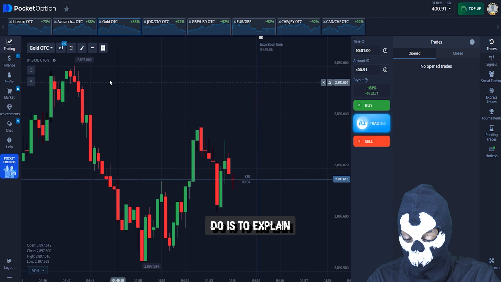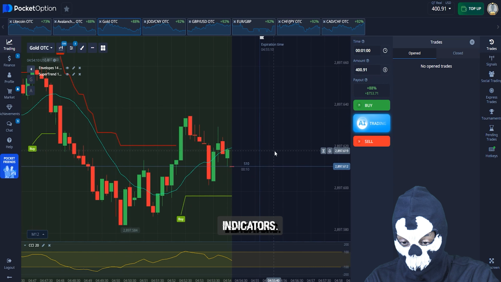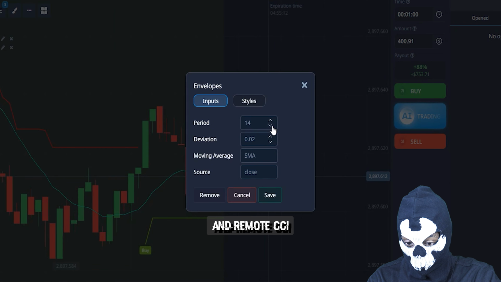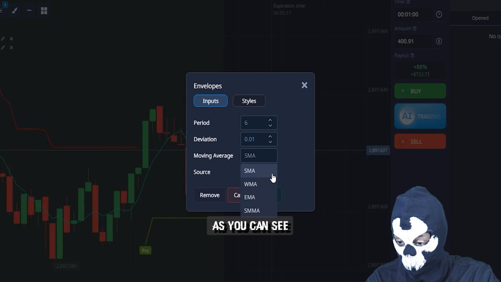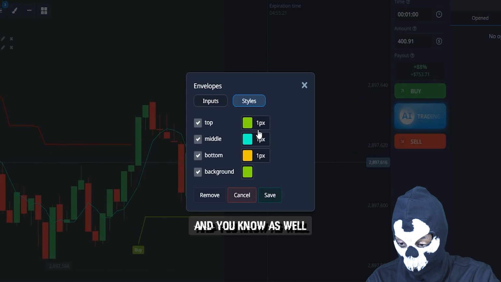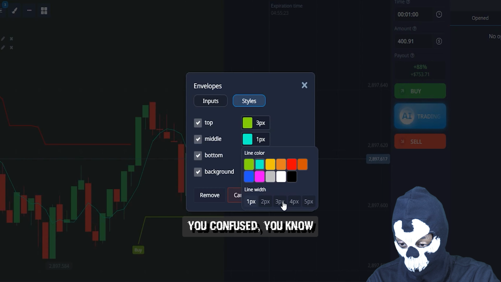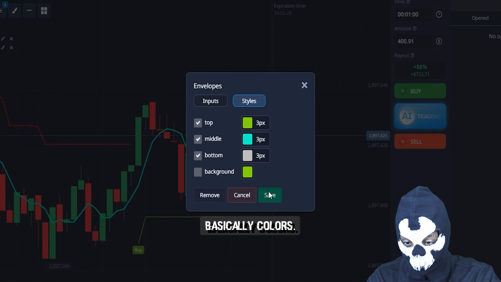As usual, candles to S10, which is 10 seconds. You can choose these indicators that I'm using: super trend, envelopes, CCI, and I'm going to edit them. As you can see, like I always do, you can just copy, run, and pause where you may be confused. And the styles as usual is just colors, basically colors.